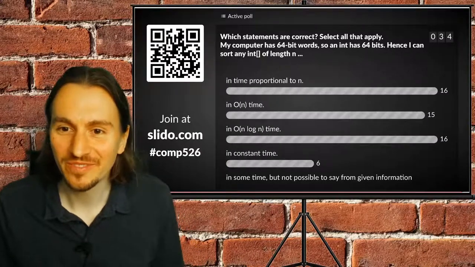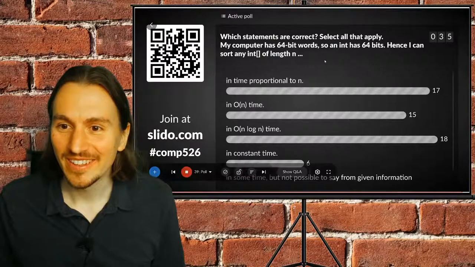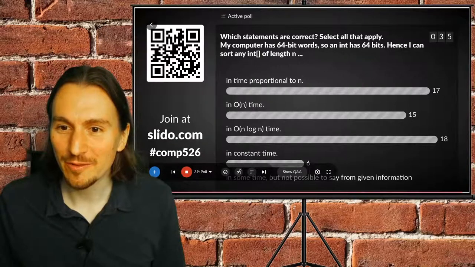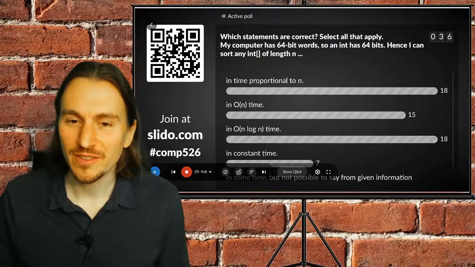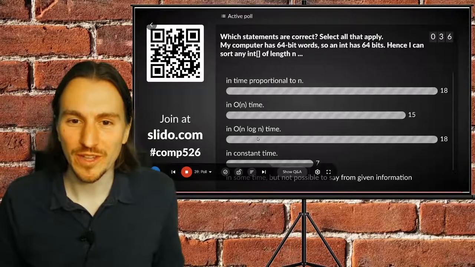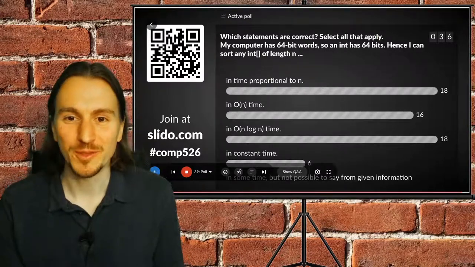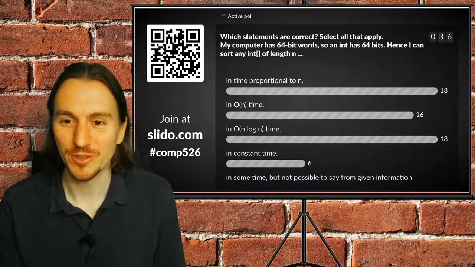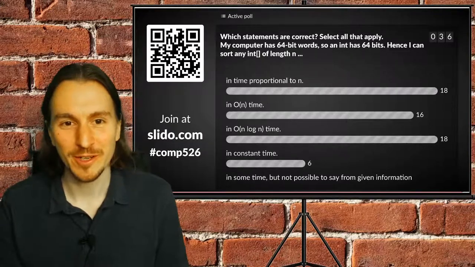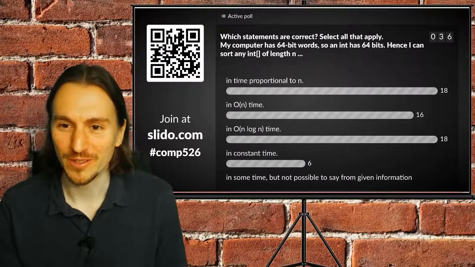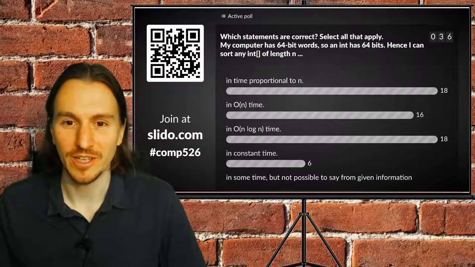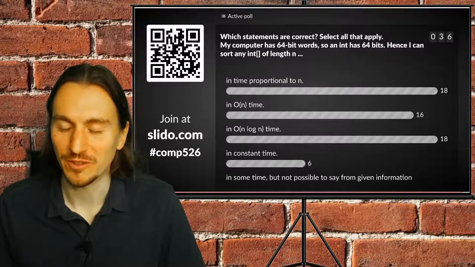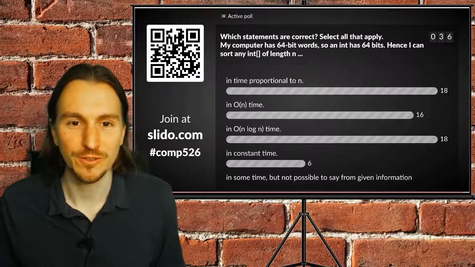We have a lot of people saying that we can sort in n log n time. And that's the easiest one. That is definitely correct, because we can use a method like merge sort. And then we can sort an arbitrary collection of n objects in n log n time. It doesn't even matter that these are integers or ints, 64-bit integers in our sense. So this is definitely true.